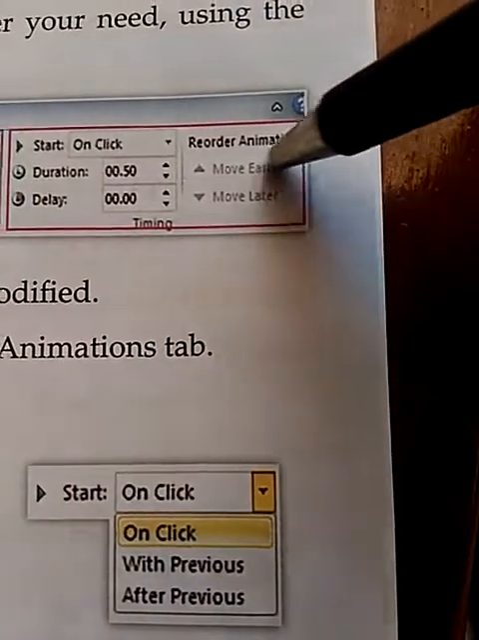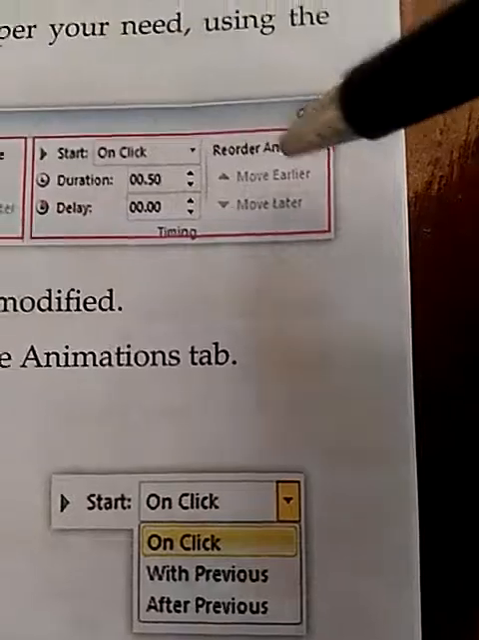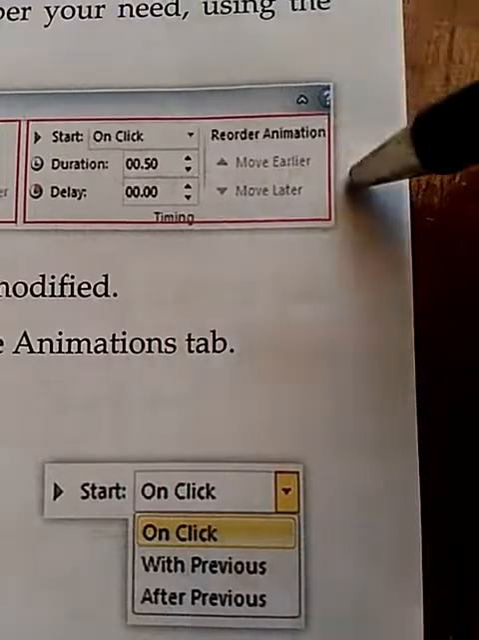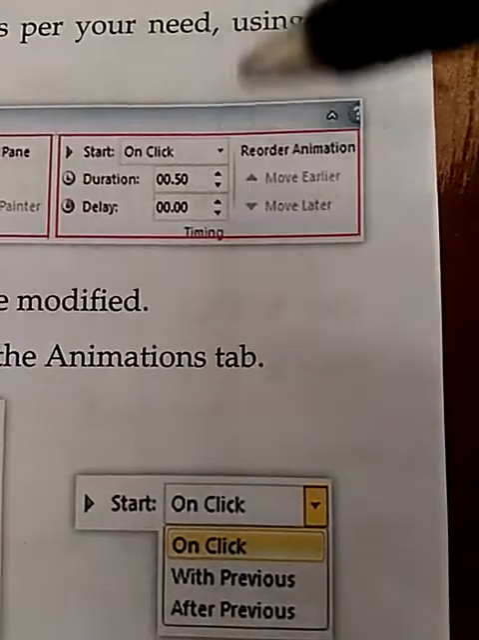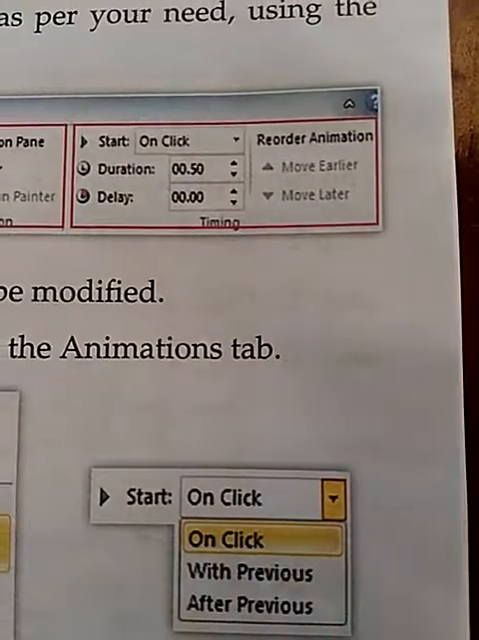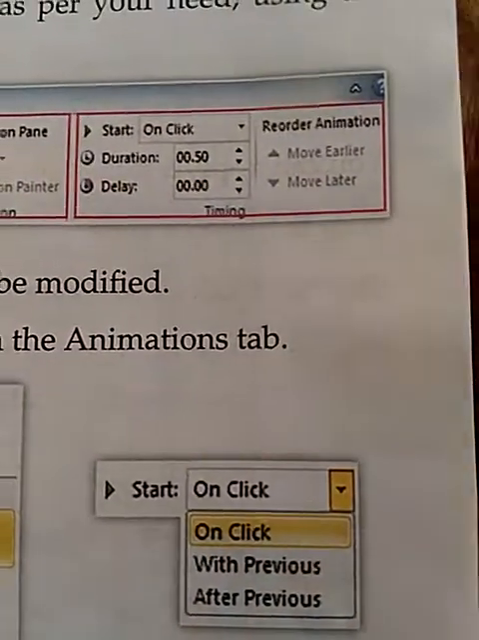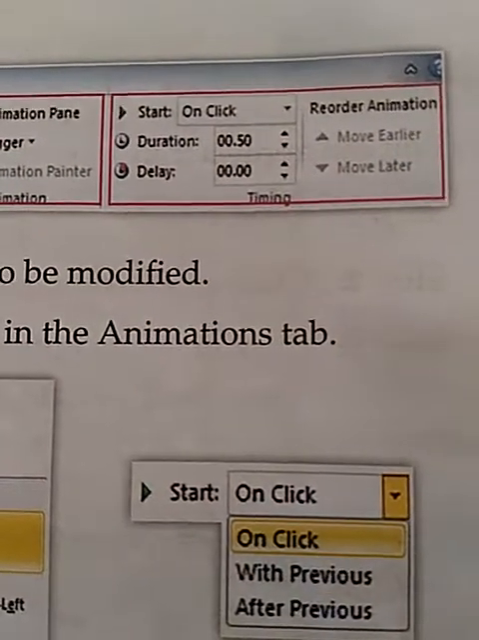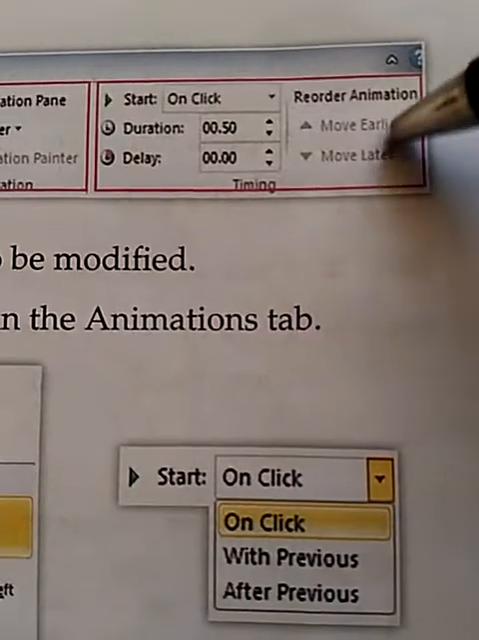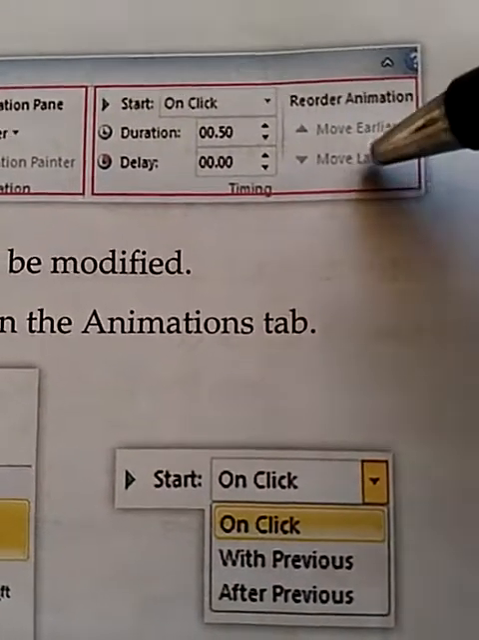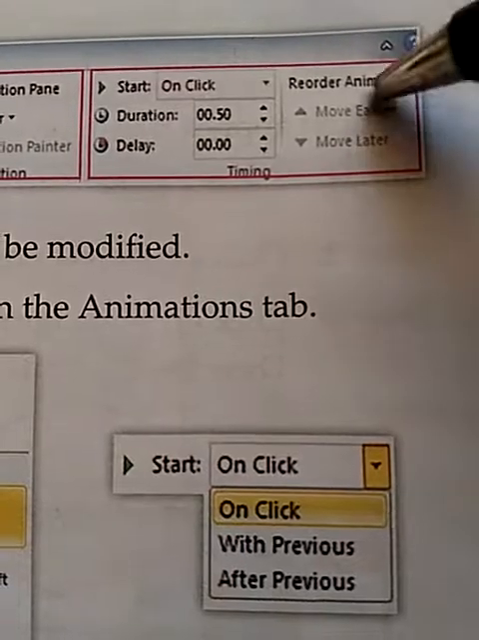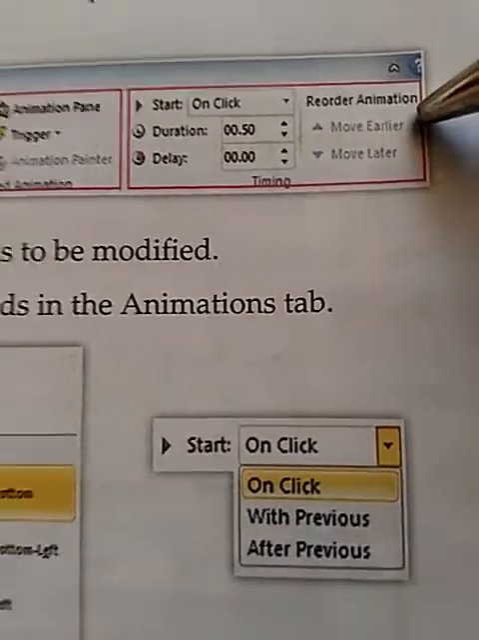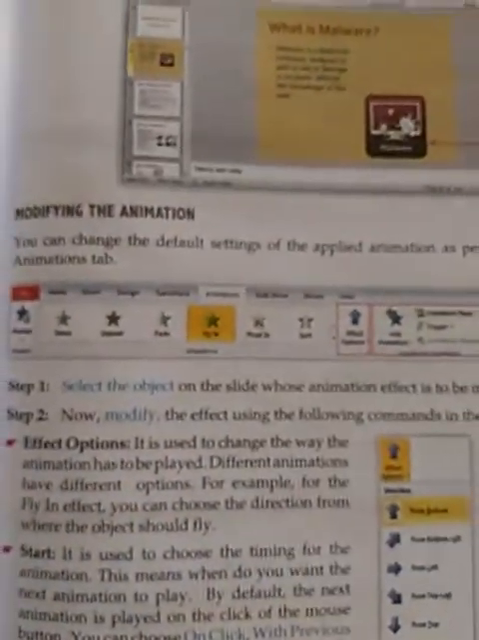Third one, reorder animation. Reorder animation is used to change the sequence in which the animations are to be played. Means suppose you have applied three animation effects on a single object and you want to change the order of the animation effects, then simply click on the animation effect and change the order from here. You can move it earlier or you can move it later, so that the animation effect can be reordered from this option. So let us revise.